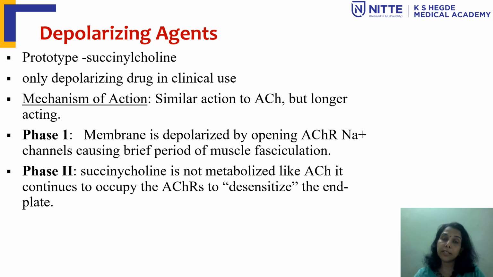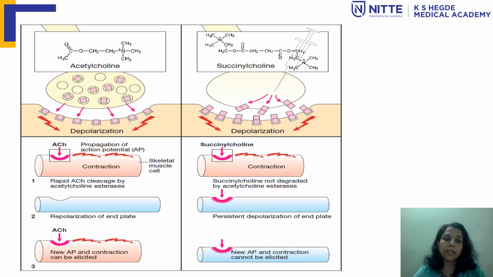In phase 1 blockade, it acts very fast and causes depolarization, whereas in phase 2, it is very slow onset. So this is the difference. Now the difference in action of acetylcholine and succinylcholine. Acetylcholine causes rapid cleavage by acetylcholinesterase. There will be repolarization of the end plate, a new action potential, and contraction can be elicited in case of acetylcholine.